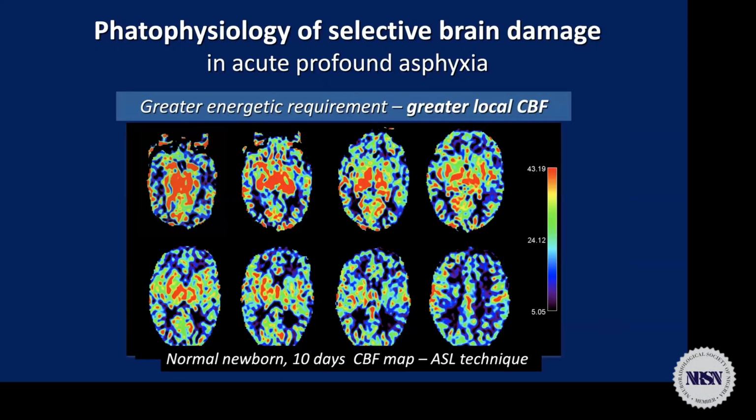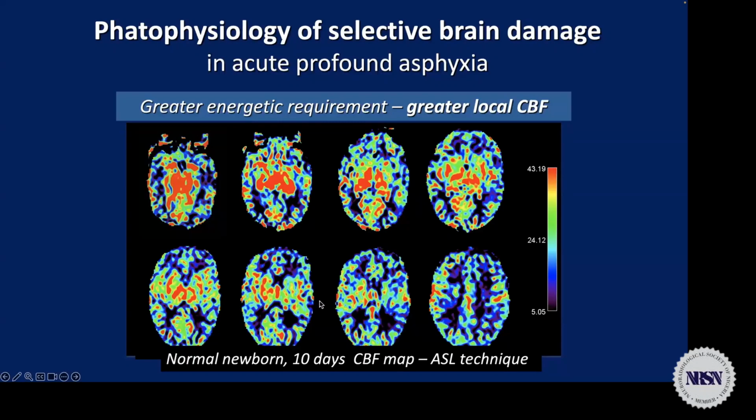Look here, this is a cerebral blood flow map with arterial spin labeling technique in a newborn, and you can see how blood flow is different from an adult map, because only some parts of the brain show an increase in blood flow, and in particular the Rolandic cortex, the thalami, basal ganglia.